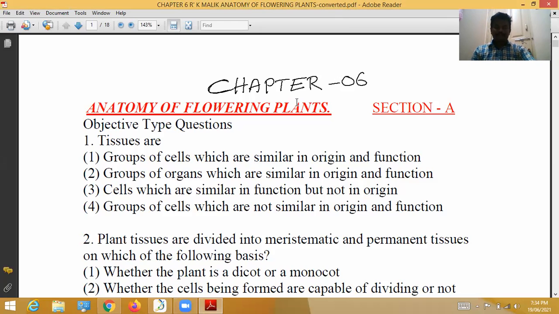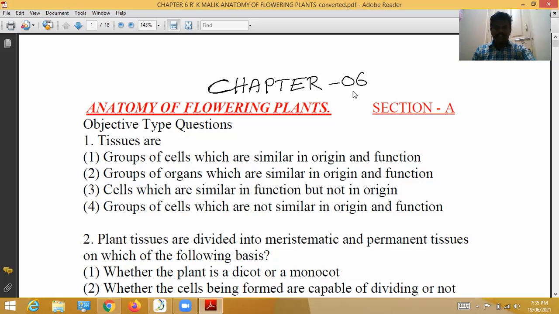Okay, students, welcome back. Next chapter, chapter 6, that is anatomy of flowering plants. From this chapter, we will discuss some bits. From this chapter in the NEET exam, 2 questions will compulsorily come. In the CET exam, 2 questions.